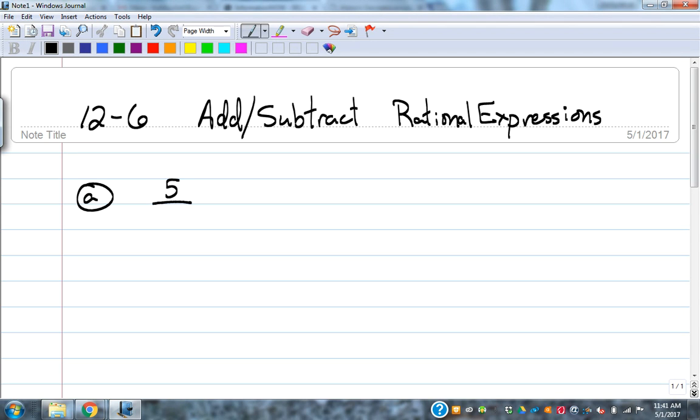So some of these that you're going to have, like this first one, already have the same denominator. If they already have the same denominator, those are the easy ones. You just add the numerators together. So 5 plus 7, those are like terms, so that'd be 12. And then you try to simplify, if at all possible.